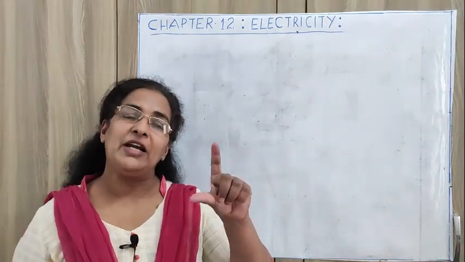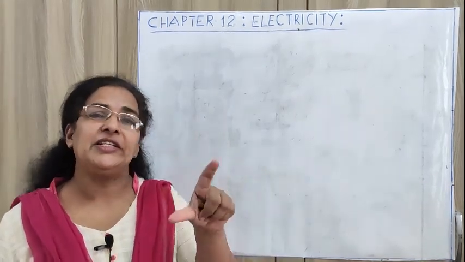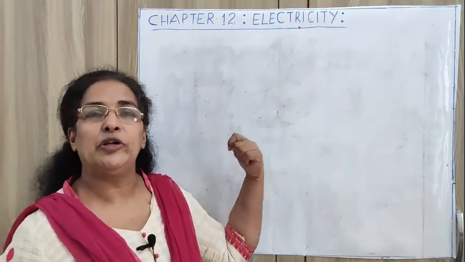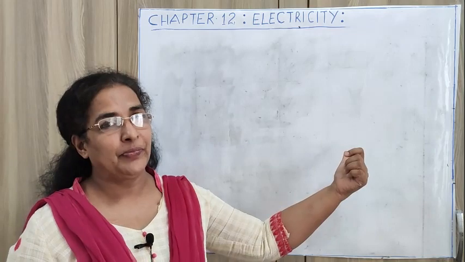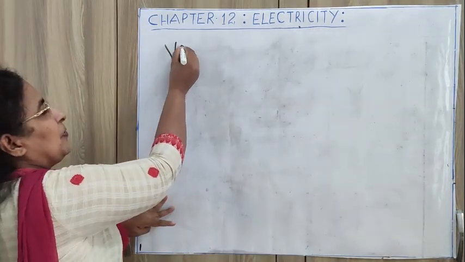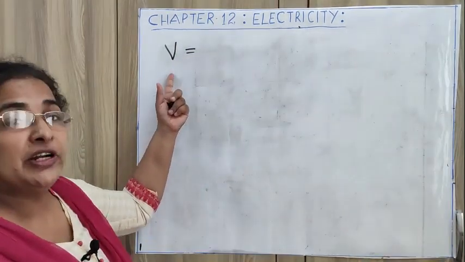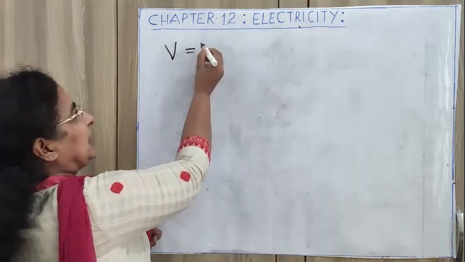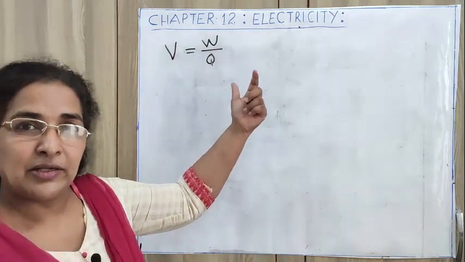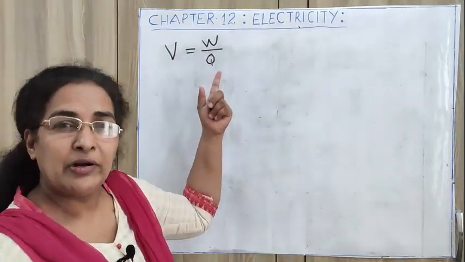You have already learned what is potential difference. Remember, potential difference is the work done to move unit charge from one point to another point in a wire. And we have the expression this way. Potential difference, not potential energy. Potential difference is equal to work done upon Q, work done upon charge. I think you are remembering that. Potential difference is equal to work done upon charge.